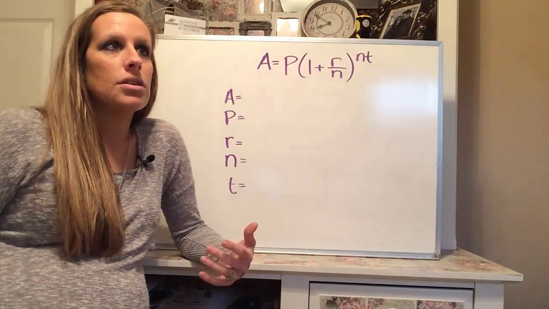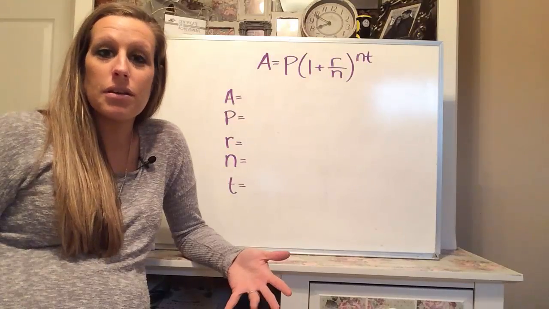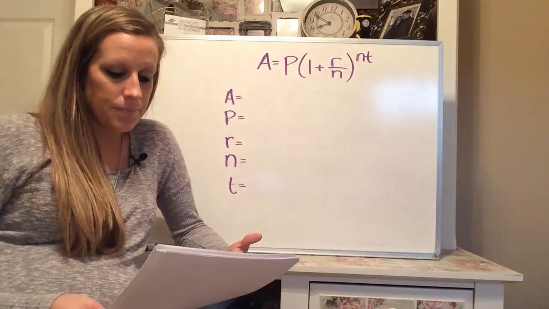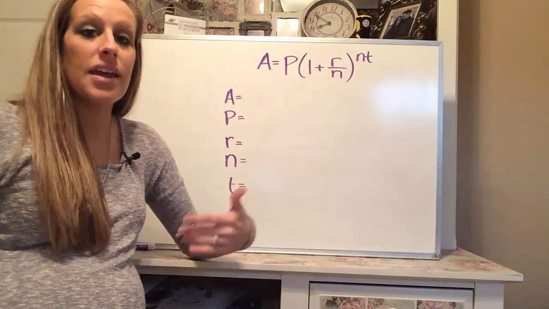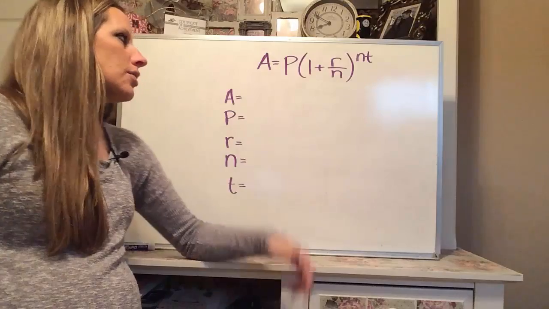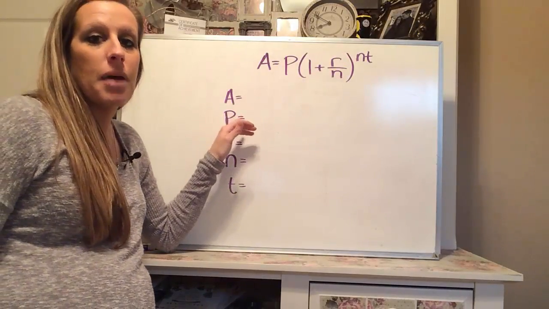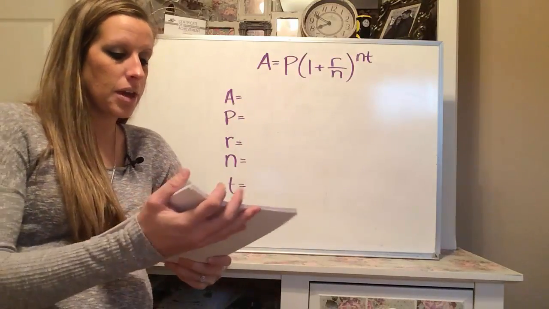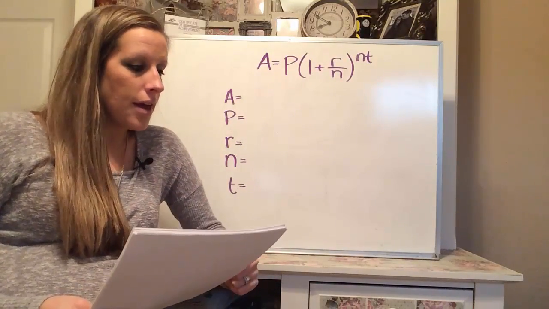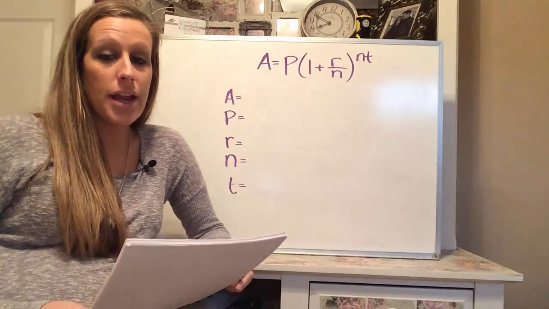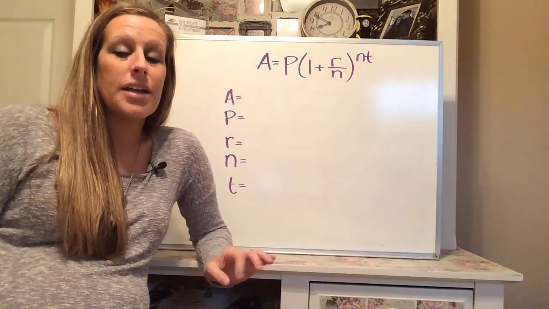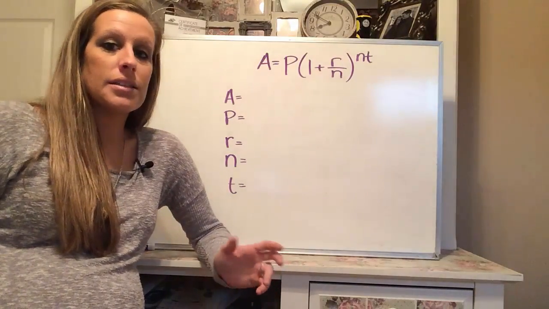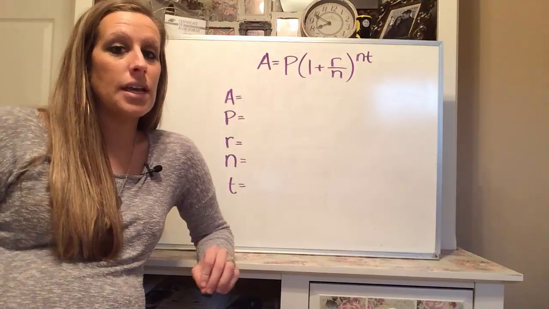It could be the starting value of something before it, like we'll see an example about baseball cards. They increase in value. So P would be the starting amount, like what you paid for it, and then what the value increases to be. R is the interest rate. Now the thing about your interest rate is you want to keep it in decimal form. So in your problem, you'll get it as a percentage and you have to change it to a decimal.